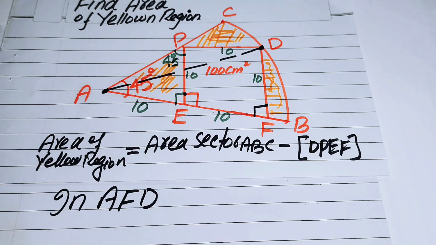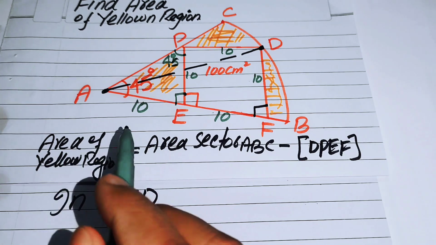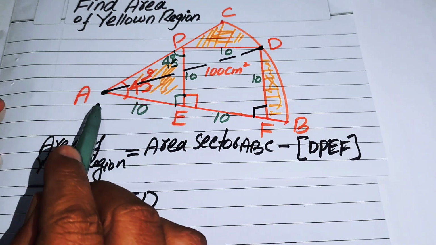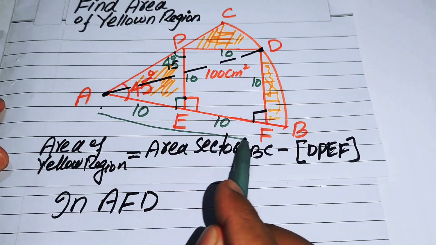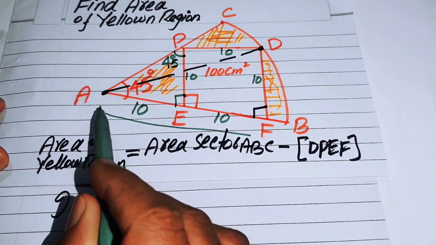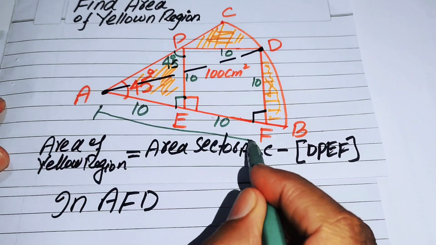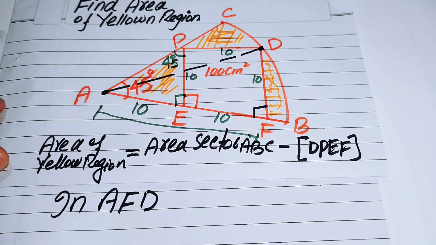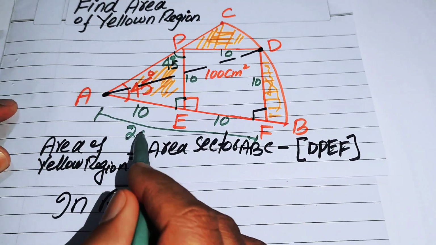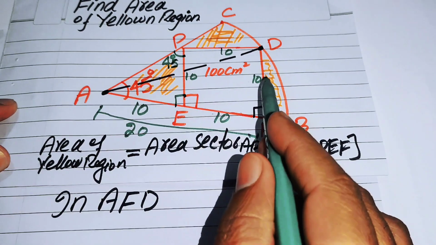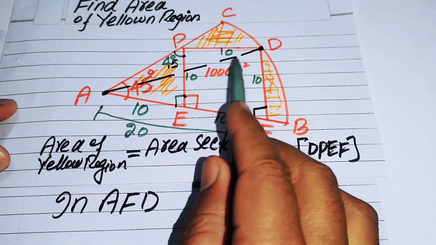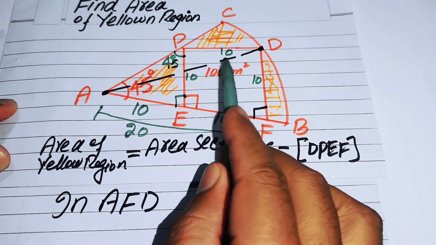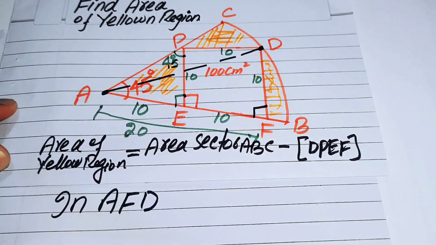So in right triangle AFD, the length of this side is 20, because this is 10 and this is 10. So our side length of AF will be equal to 20, and this side length is 10. Now we can find this side length, which will be the radius of the sector.